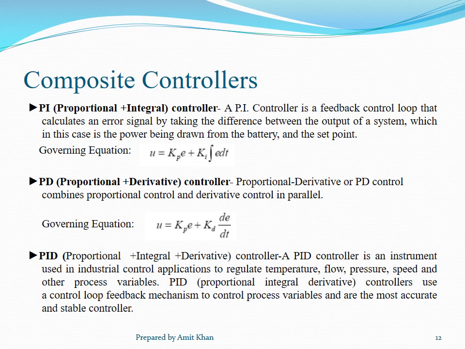Next comes composite controllers. First one is PI controller, that is proportional integral controller. It is a feedback control loop that calculates an error signal by taking the difference between the output of a system, which in this case is the power being drawn from the battery, and set point. Its governing equation is Kp into E plus Ki into integral E(t) dt. Kp into E is the proportional part, then Ki into integral E(t) dt is the integral part. Same comes for PD controller, that is proportional derivative mode. The governing equation is Kp into E for proportional mode plus Kd into d/dt of E(t) for derivative mode. And for PID controller, it is proportional plus integral plus derivative mode. It has a huge application in industrial control applications, like to regulate temperature, flow, pressure, speed and other process variables.